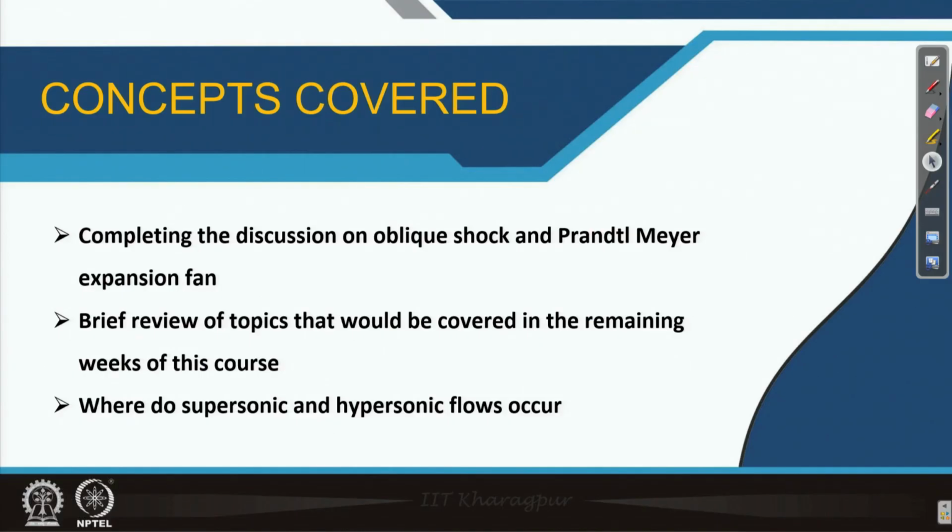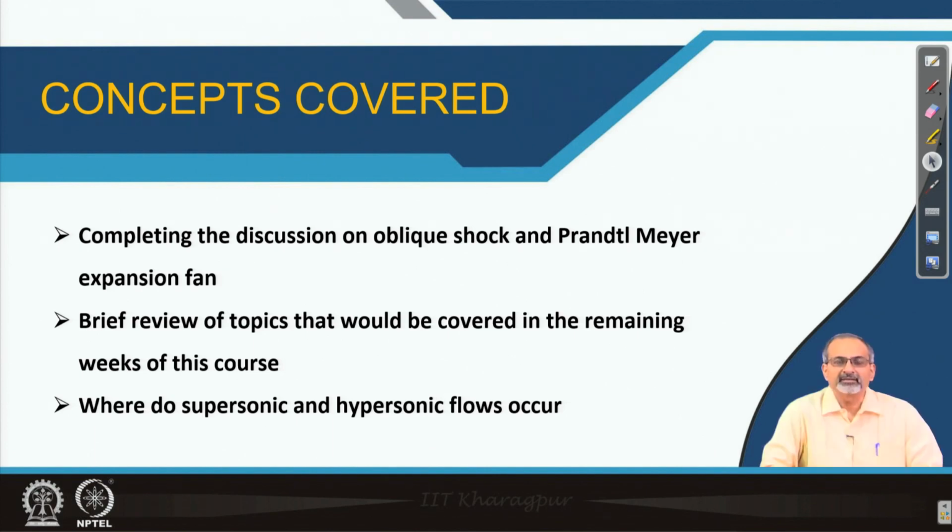So, we will begin by completing the discussion on oblique shock and Prandtl-Meyer expansion, which we were pursuing in the previous lecture. We will have a brief review of topics that would be covered in the remaining weeks of this course, with some elaboration of the upcoming weeks. And finally, before we end, we will discuss a bit about where do supersonic and hypersonic flows occur.